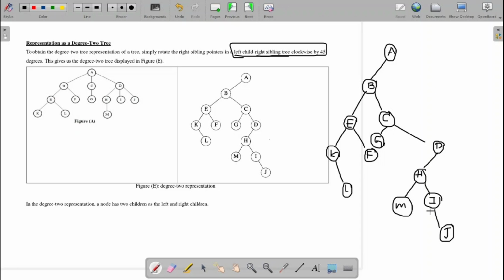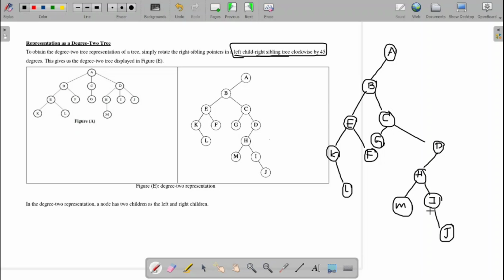One will be first we construct left child right sibling tree. Then we clockwise rotate by 45 degree. That is one method. In the second method, what we have learned, first we write the left child. On the left we write its left child, and to the right we are going to write its sibling. Right? So that is going to yield the degree 2 tree.